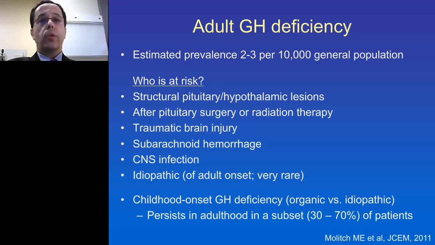And childhood onset growth hormone deficiency may persist in adult life in a subset of patients, or it may resolve, particularly when of idiopathic origin. So what are the features of adult growth hormone deficiency?